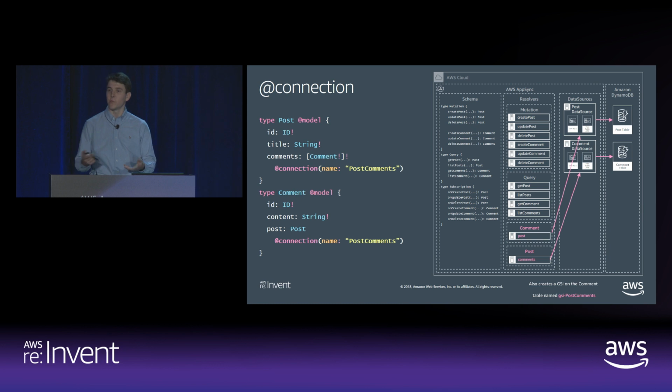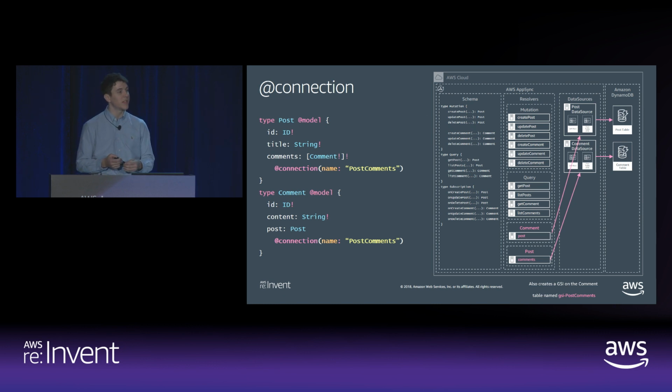You just say it's a list, and we understand it's a list and that you're going to want pagination, so we're going to add that pagination for you after you've deployed it. In this case, you can see it's going to create a one-to-many relationship between our posts and our comments. So comment has a single post, and our post has many comments.